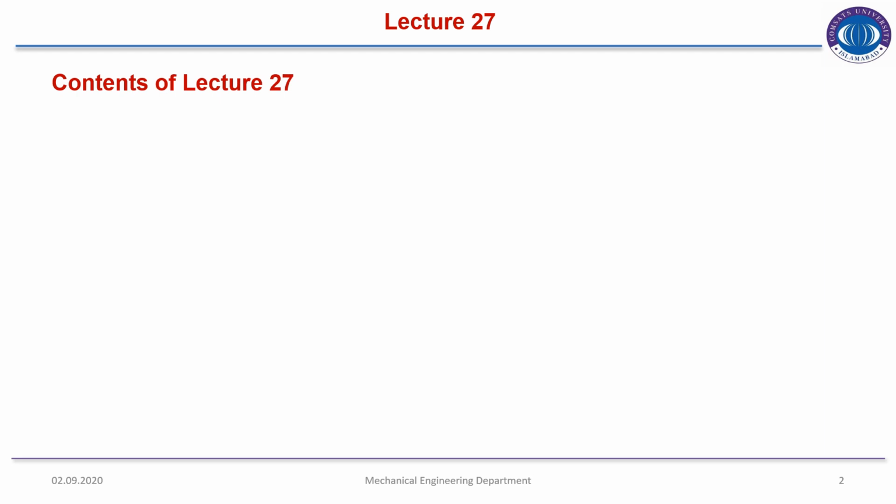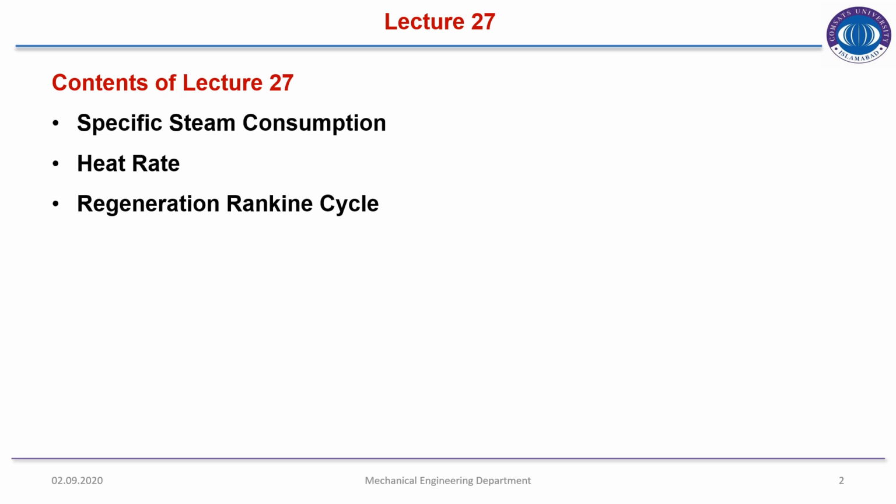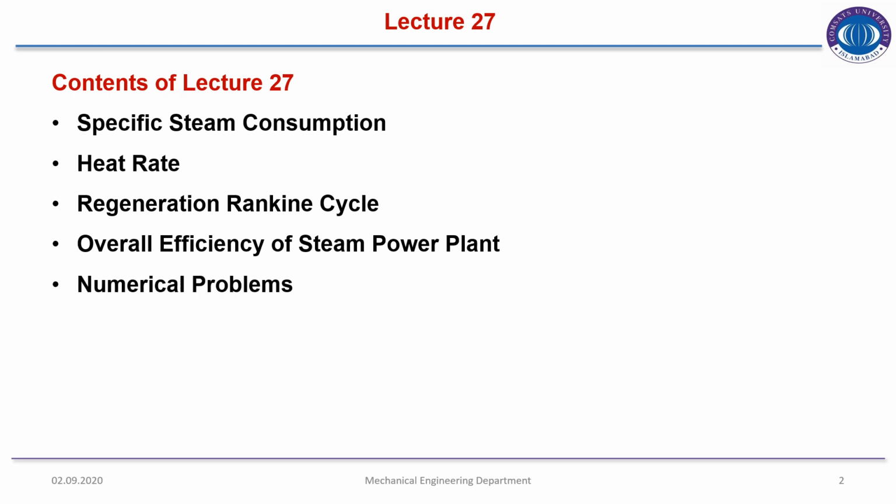Lecture 27. The contents of lecture 27 are specific steam consumption, heat rate, regeneration Rankine cycle, overall efficiency of steam power plant, numerical problems, and conceptual questions and answers.